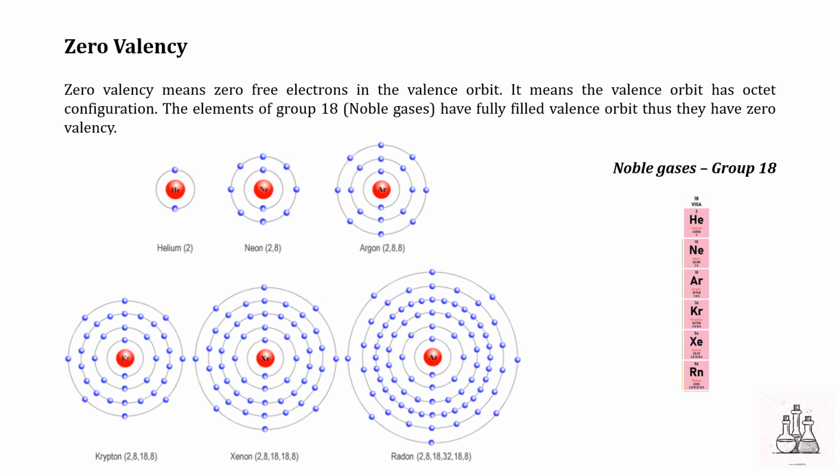Now look at the first diagram, that is helium. Helium has 2 electrons in K shell. K shell can accommodate maximum of 2 electrons. So, helium attains stable configuration, that is duplex configuration. Other than helium, the other noble gases neon, argon, krypton, xenon and radon attain octet configuration. Is it clear with the diagrams?